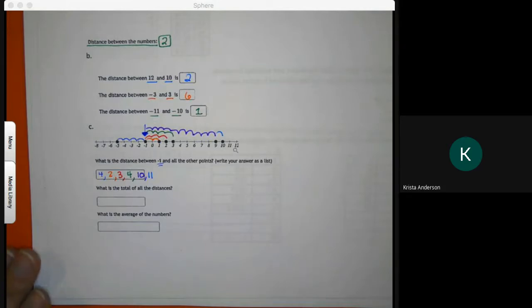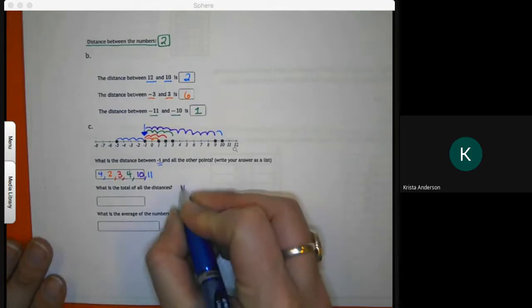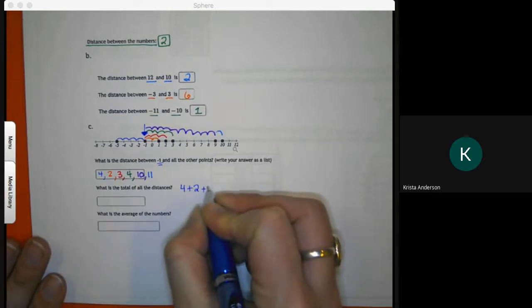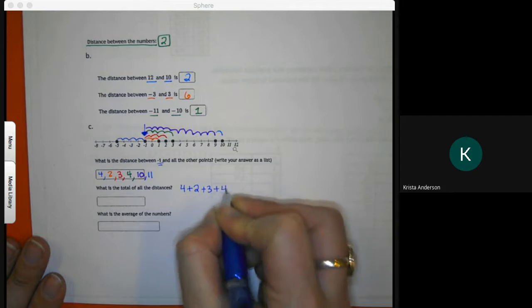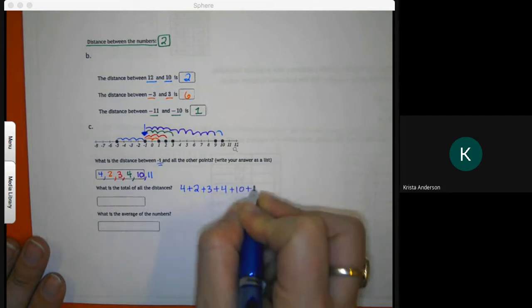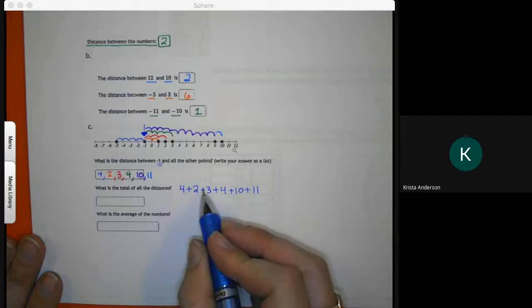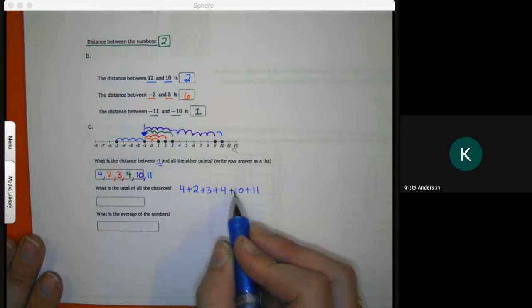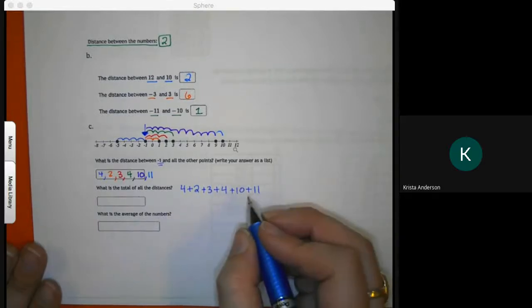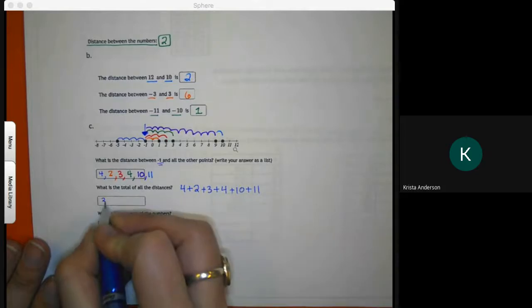Then it says, what is the total of all the distances? 4 plus 2 plus 3 plus 4 plus 10 plus 11. 6, 7, 8, 9, 10, 11, 12, 13, 23. 23 plus 11 is 34.